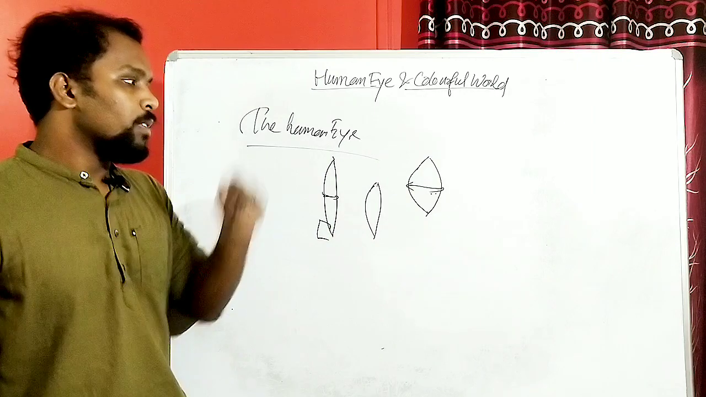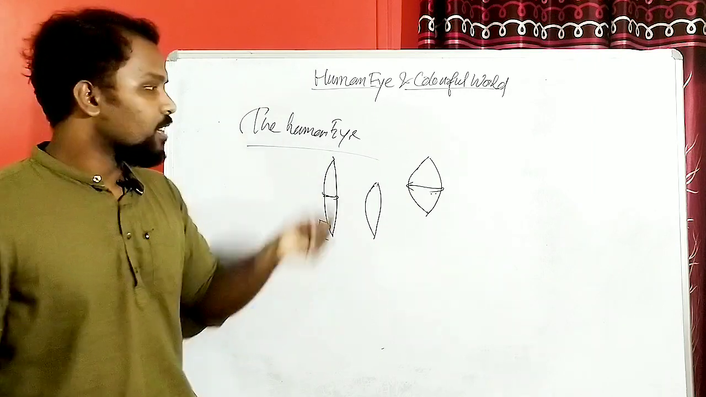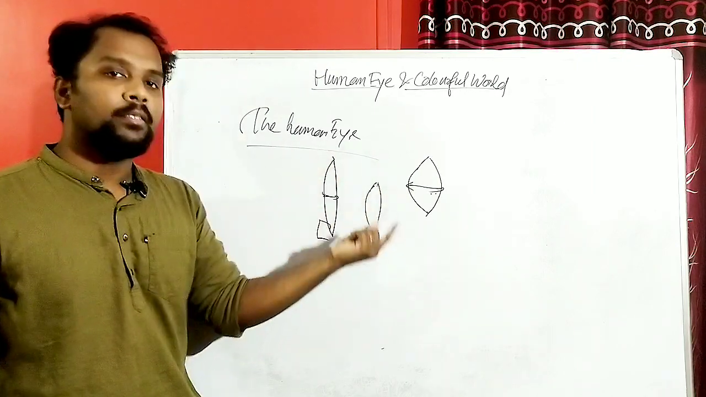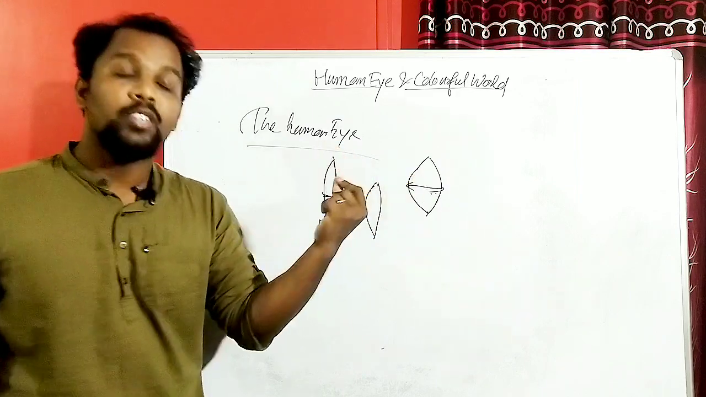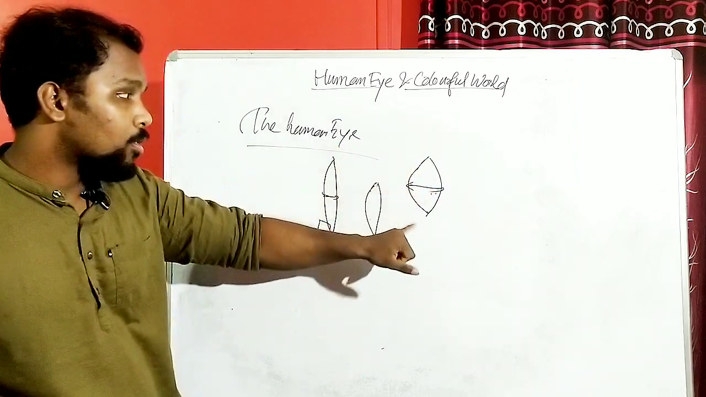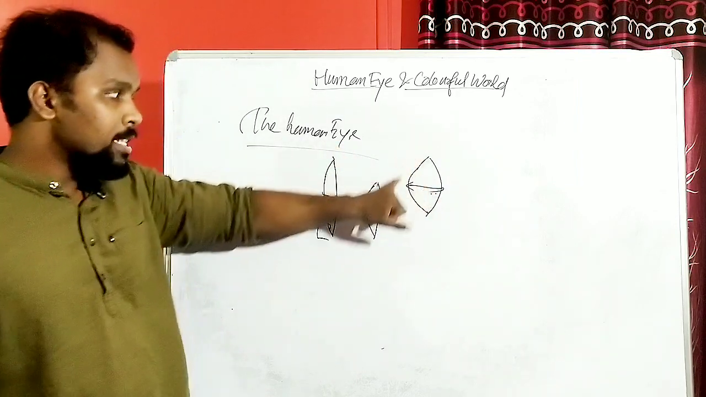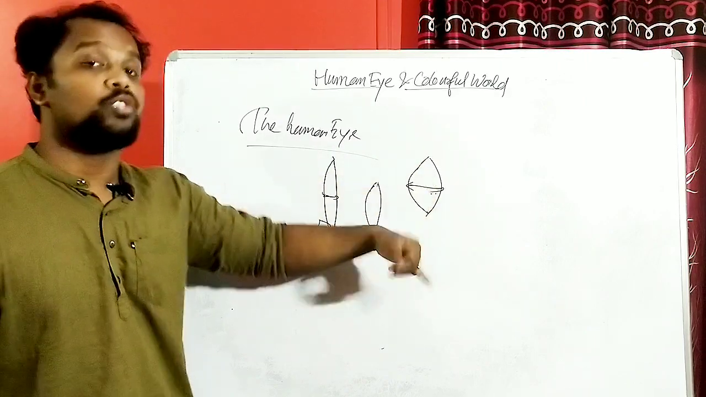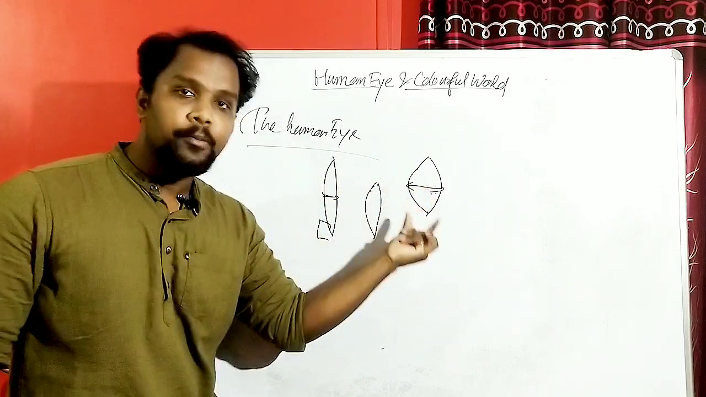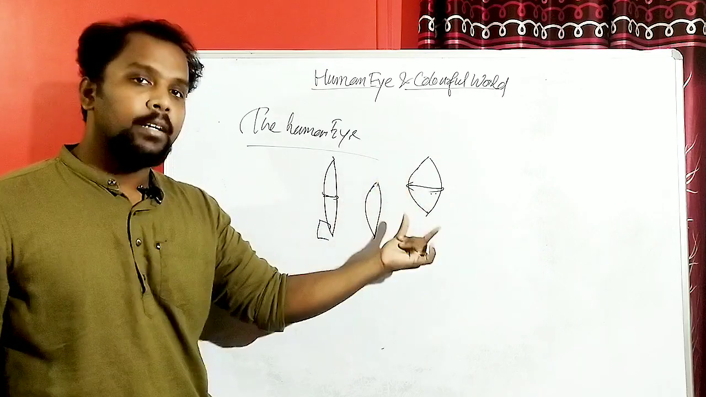Now, if we contract that ciliary muscle, what is going to happen? We are going to get a high amount of curvature in our lens. Once it gets a high amount of curvature, that lens is going to be what? Thick.